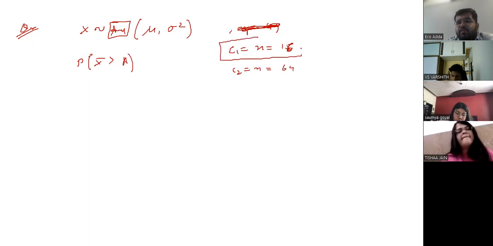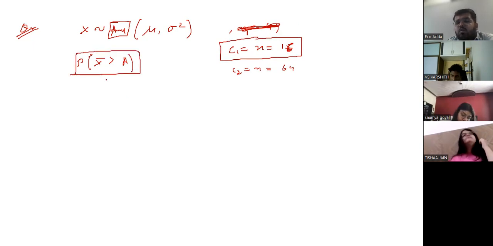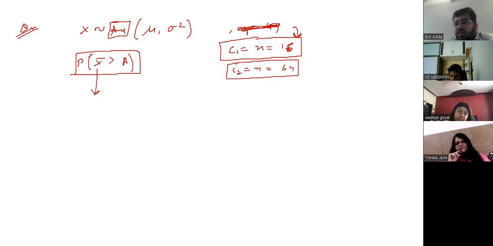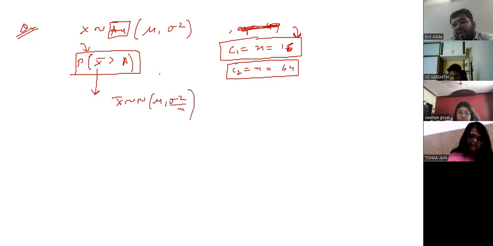If I talk about case 1, I can't find the value of this probability. The reason being, I don't know whether x bar will follow normal distribution or not, because in this case n is very, very small. But in case 2, where n is equal to 64 and it is more than 30, the central limit theorem assures that you can find this probability. Because of the central limit theorem, x bar will follow normal distribution with mu comma sigma square by n. So in that case, you can find the probability very easily by converting this x bar into z.